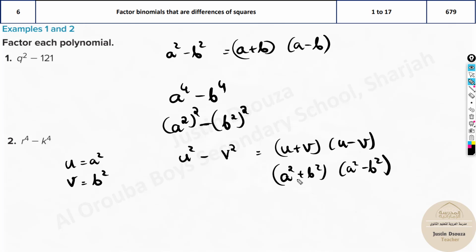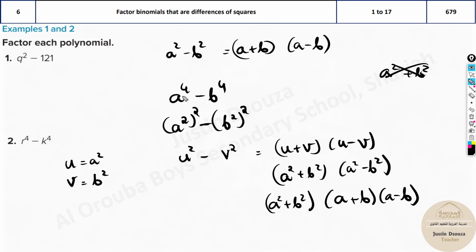Now this cannot be solved. Whenever there is a plus here, there is no formula for the sum of squares. You can't simplify this further or factor it out. This side remains the same. But what happens to the right side? The formula can be applied again, it will be (a plus b)(a minus b). So whenever you have a power 4 minus b power 4, it will turn out to be (a square plus b square), and then (a square minus b square), which can be factored out to (a plus b)(a minus b). This would be the formula.